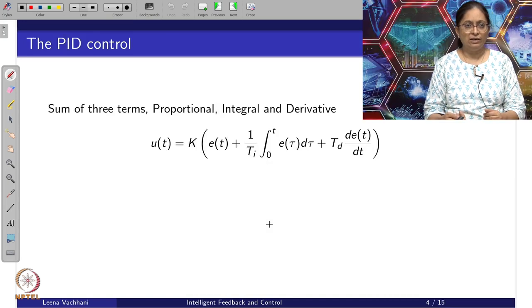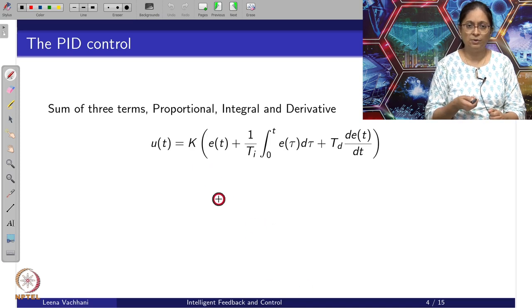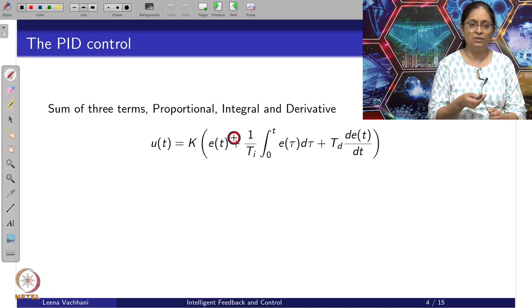When we look at the PID control, it is given by the terms called proportional control, integral control and derivative control. And yes, the gain term turns out to be common, and then we can represent it in terms of the integral time constant and the derivative time constant. Here we will try to understand this particular PID structure in a slightly different way.